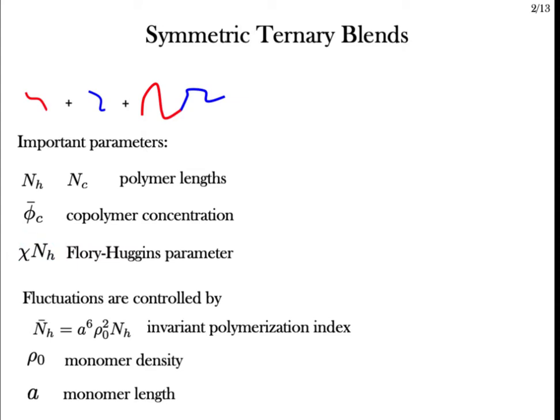The fluctuations in this model are controlled by the invariant polymerization index, N bar. N bar is proportional to the length of the polymers and gives a measure of how well polymers can sample their environment. As the invariant polymerization index goes to infinity, the polymers can sample the environment perfectly and you obtain mean field theory. As the invariant polymerization index gets small, then fluctuations become more important.